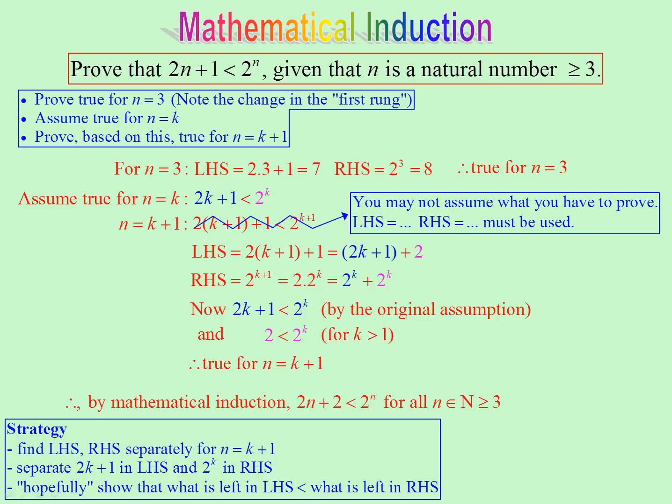Therefore, by mathematical induction, 2n plus 1 is less than or equal to 2 to the n for all n greater than or equal to 3.